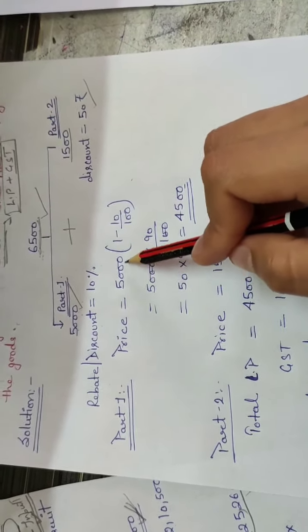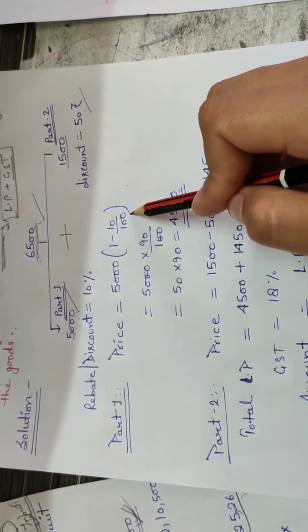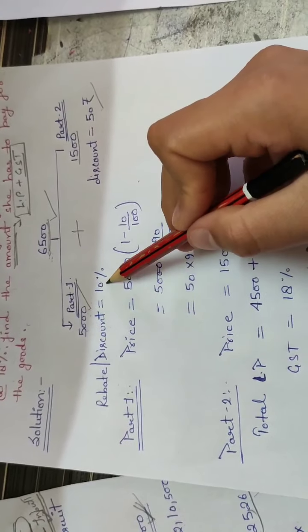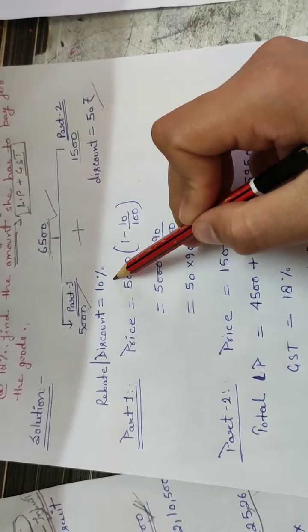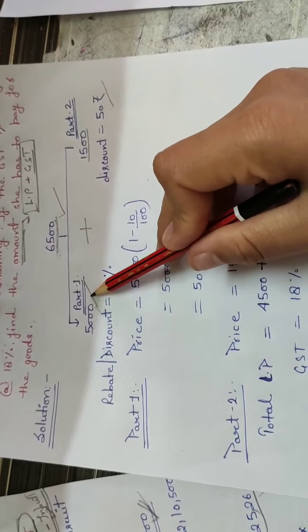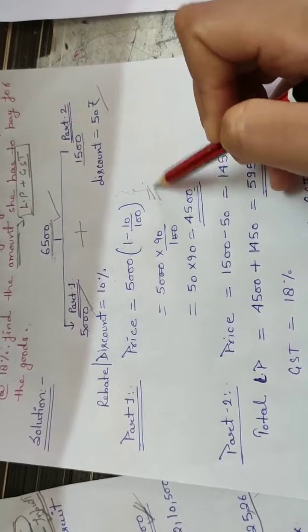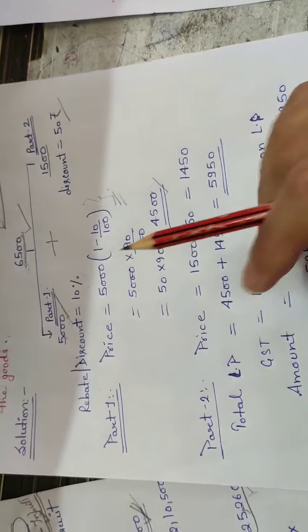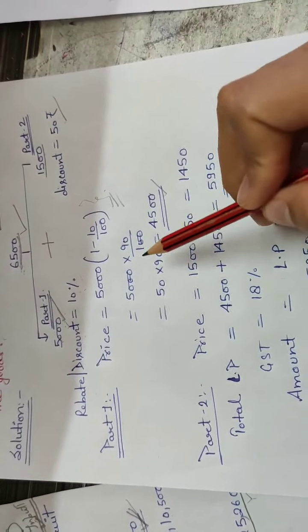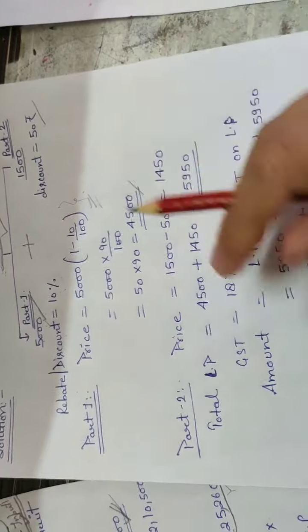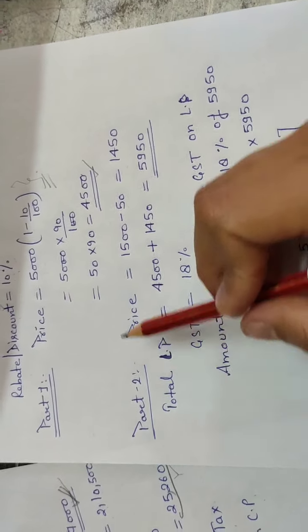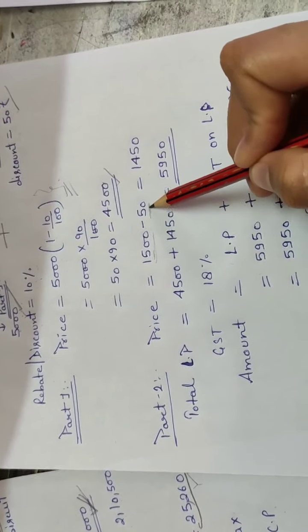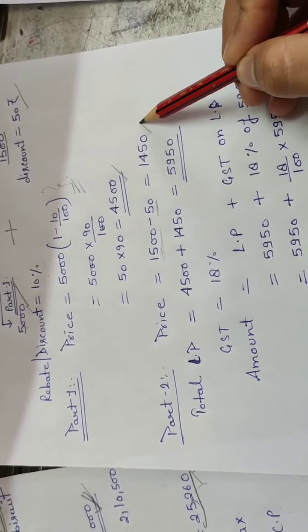I have done it directly: 5,000 into 1 minus 10 upon 100. Otherwise you can calculate the discount first, 5,000 into 10 upon 100, then subtract it from 5,000. I have done it directly. Clear? So after calculation, the price will be 4,500. It means on 5,000 how much discount did she get? 500. Clear? Now in the second part, the price will be 1,500, and for 1,500 the discount is 50 rupees. So the price will be 1,450.